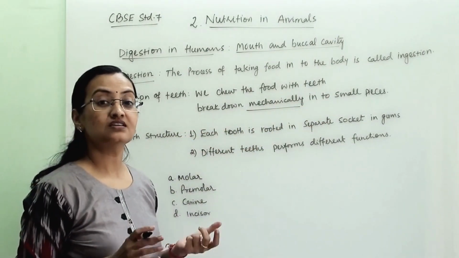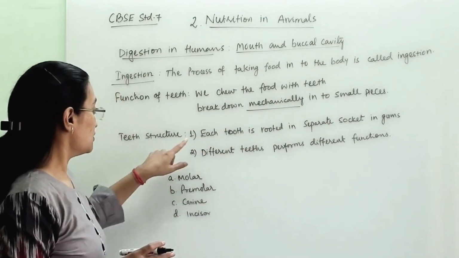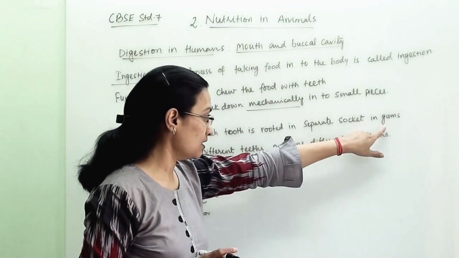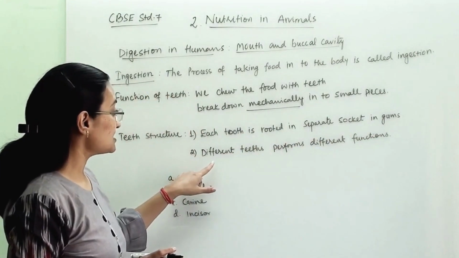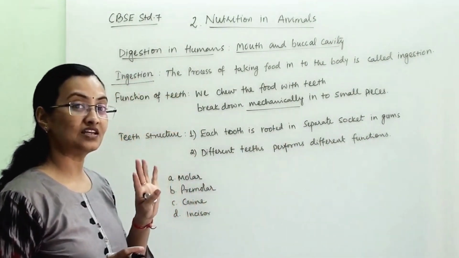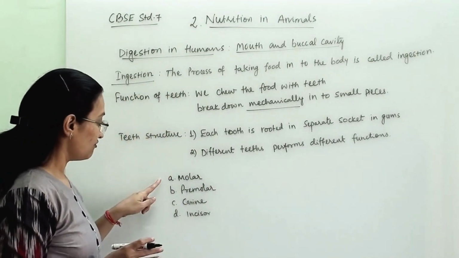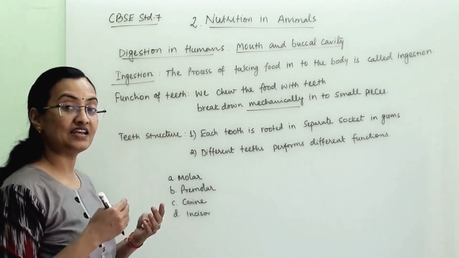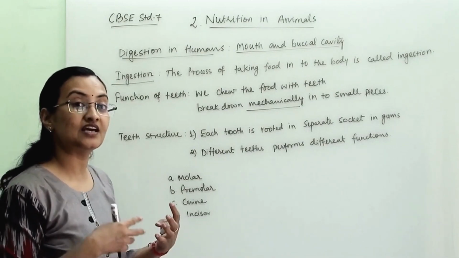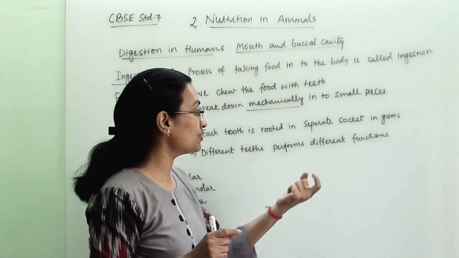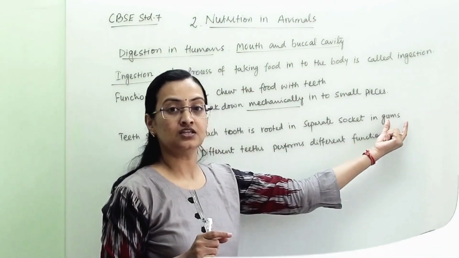Now what is the structure of the teeth? Each tooth is rooted in a separate socket in the gums. Second, different teeth perform different functions. There are basically 4 types of teeth: molar, premolar, canine and incisors. As their names vary, their functions and their shapes vary. Each and every one is perfectly rooted in a socket in the gums.